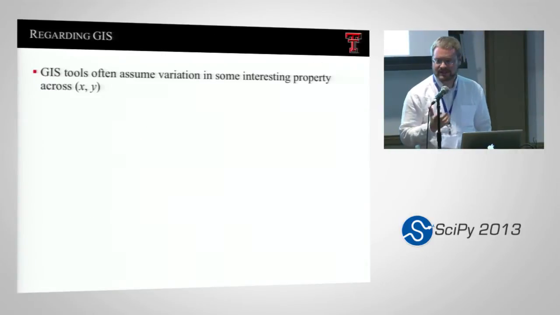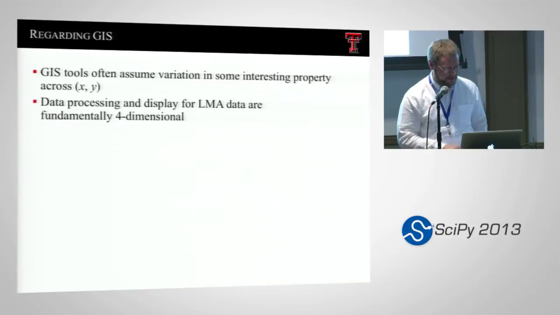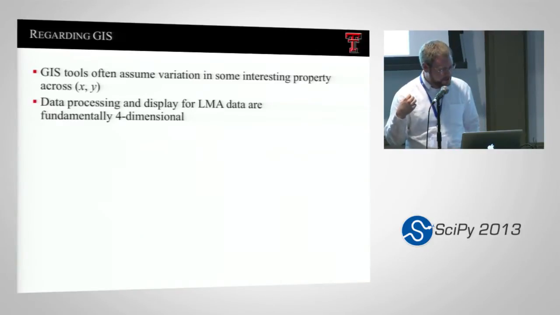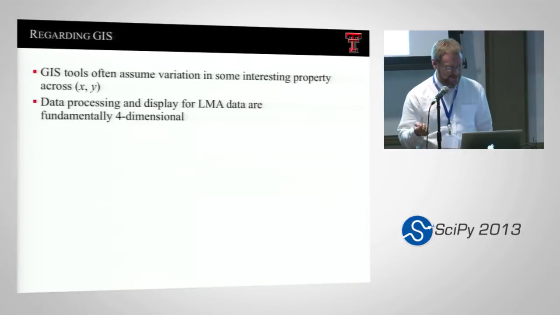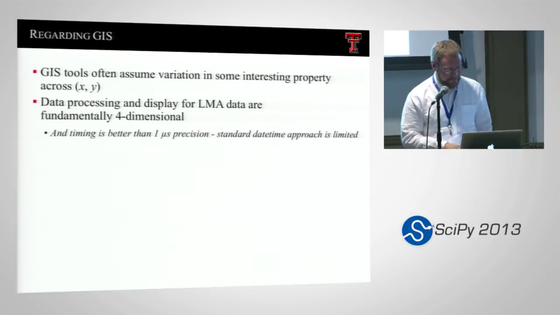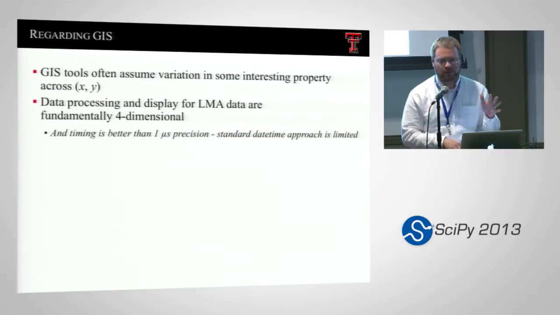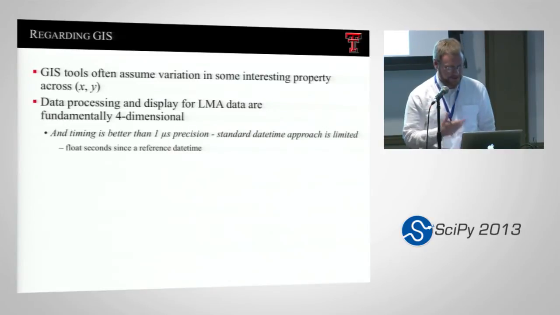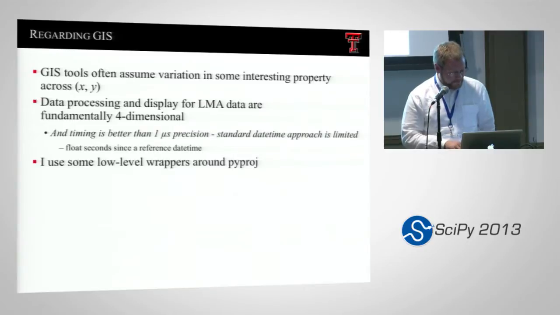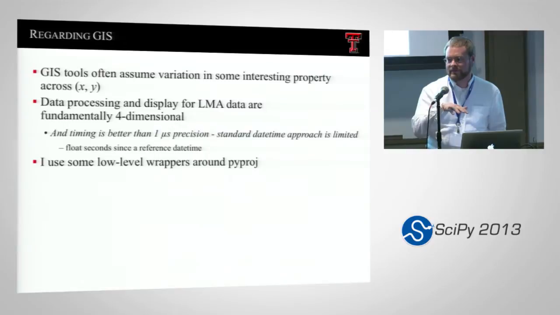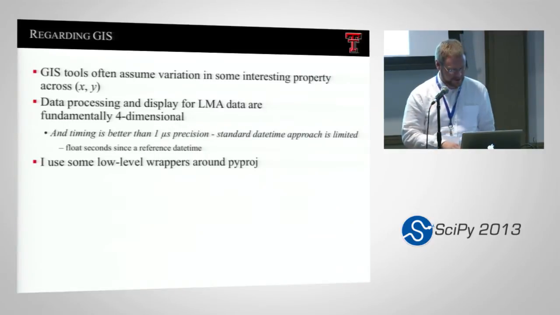I'm in a GIS session, so I specifically wanted to address GIS and how I deal with these VHF sources that are four-dimensional: latitude, longitude, time, altitude. Many of the GIS tools that are available in Python are more generally two-dimensional. Mine are four-dimensional, and the time coordinate also matters. I'm limited in terms of the standard time precision in the datetime library, which is microsecond. I need more on the order of nanosecond time precision. So I use float seconds since a referenced datetime. Because of all these limitations, I work at a fairly low level in PyProj, and it's a great wrapper that sort of handles what I need.